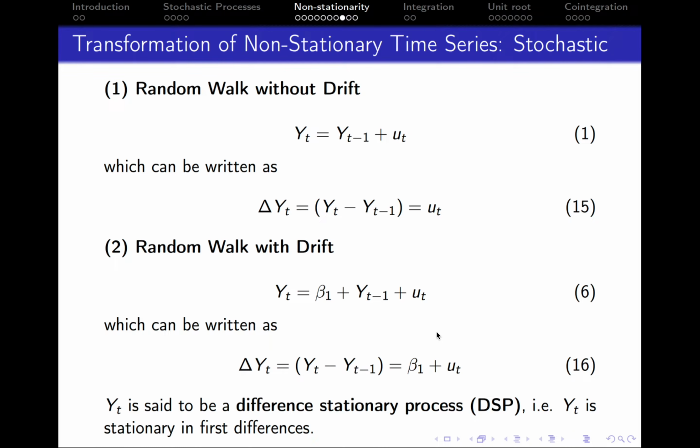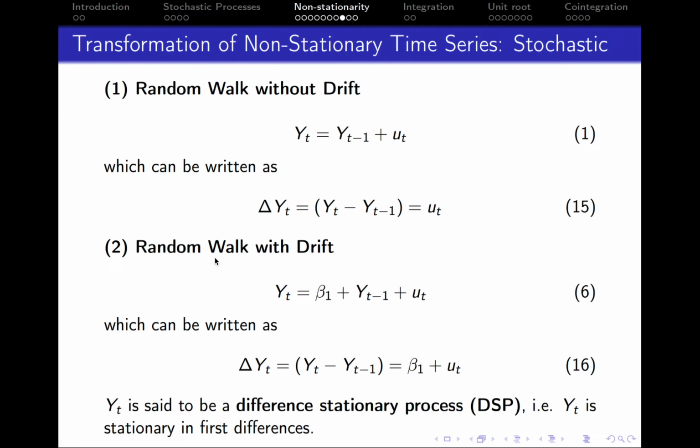In this video, I will show you how to transform non-stationary time series to make it stationary. Let's start with the example of a stochastic non-stationarity. If we have a random walk without drift, we just take yt minus 1 and move it to the left. Therefore, when we do this, we get the following expression: delta yt is just equal to the error term. And in this case, delta yt is a stationary process.